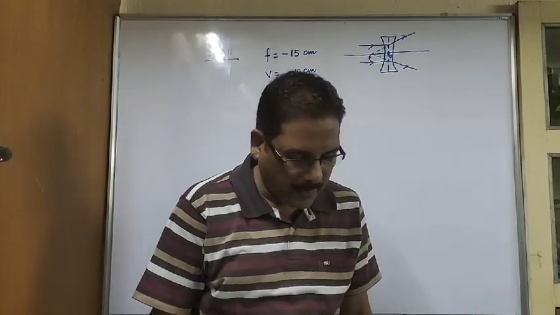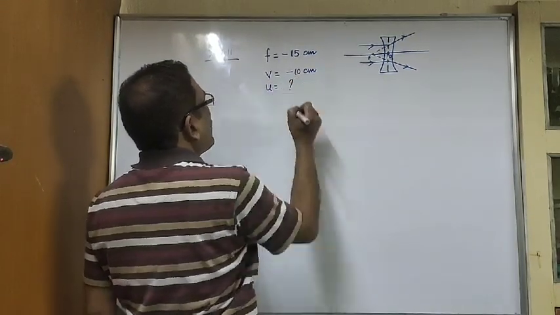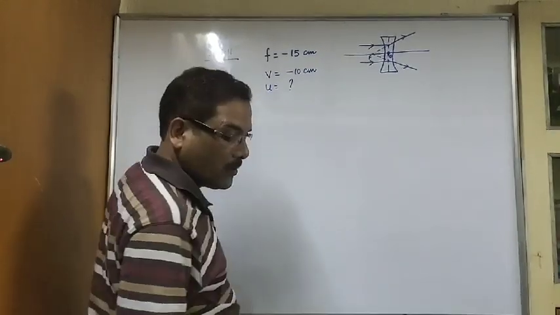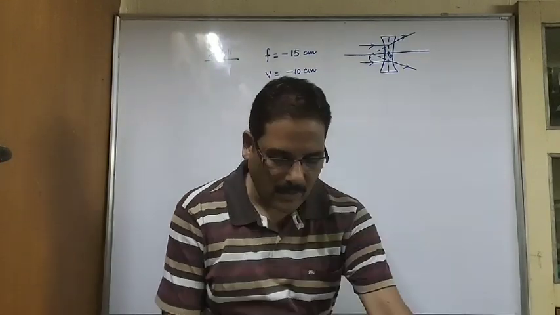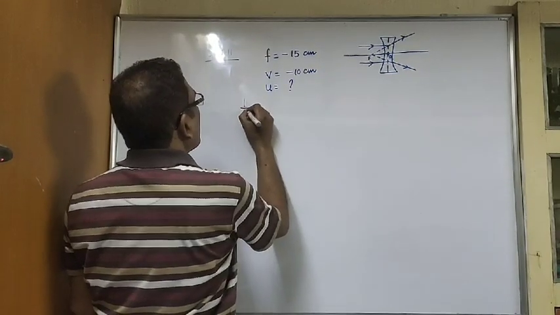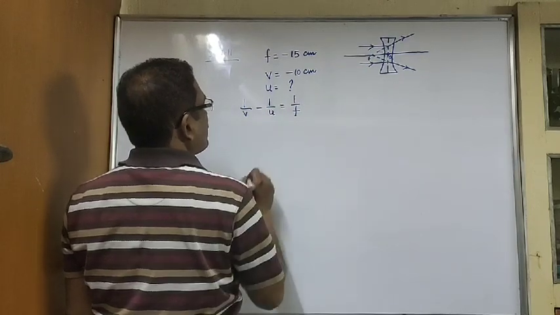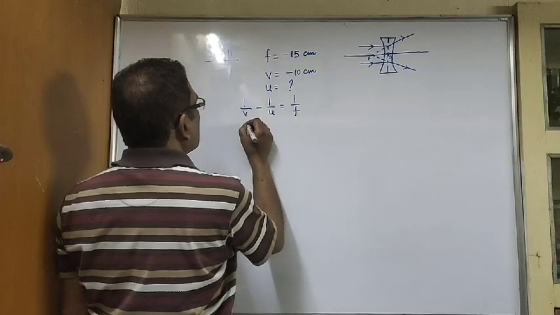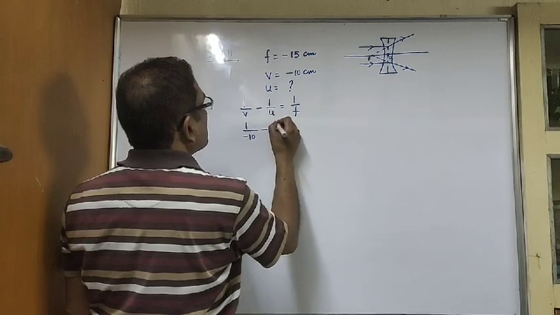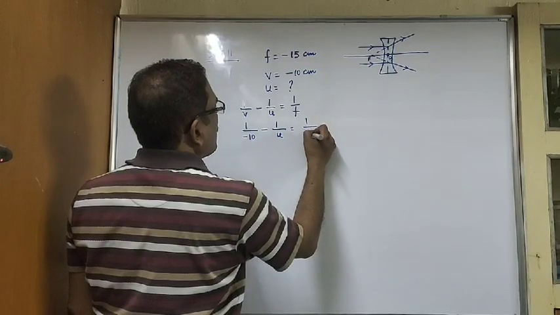How far is the object placed from the lens? It means you have to find out u, and then you have to draw a ray diagram for it. So first of all, try to find out u. So from the lens formula we have 1 by v minus 1 by u is equal to 1 by f. Now substitute the values, it will be 1 by minus 10 minus 1 by u is equal to 1 by minus 15.